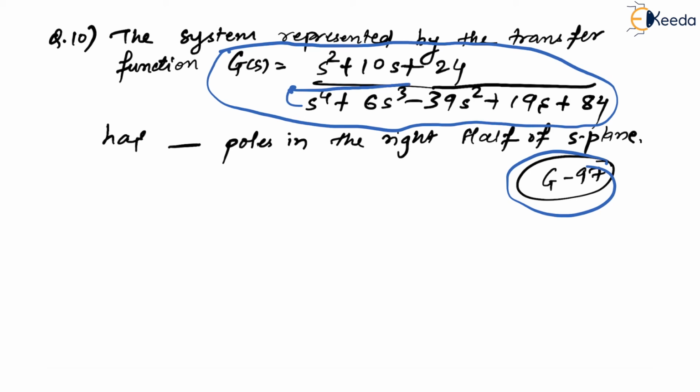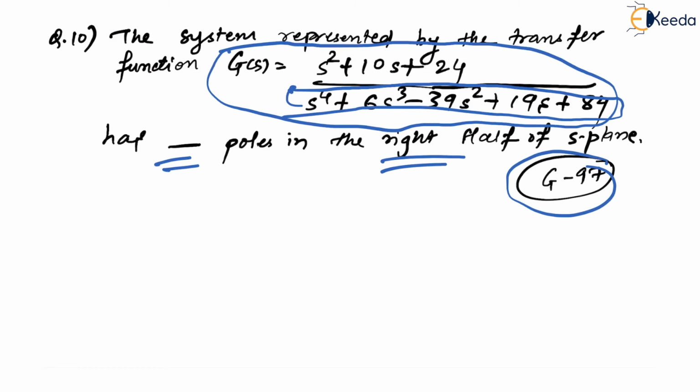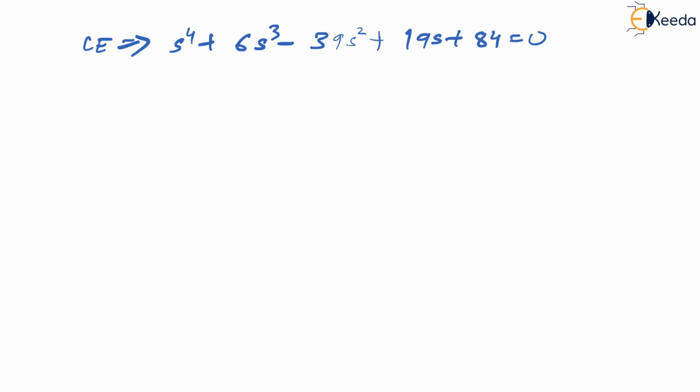Now, next, what is the thing? The denominator of this one gives you the characteristic equation. Is that right? Now, what are we supposed to find? We are supposed to find the number of poles in the right half of S plane, which means let us try to find Routh's array. For that, let me write the characteristic equation. It is equal to s power 4 plus 6s cube minus 39s squared plus 19s plus 84, which is equal to 0. Is that correct? Yes, this is what is written.